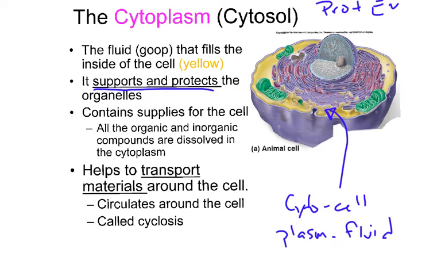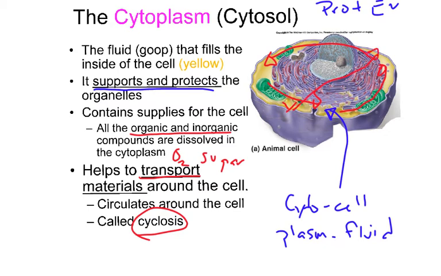So the organelles are floating around in the cytoplasm all the time. What that is doing is it's cushioning them, it's protecting them, and then the cytoplasm also is the transport medium in the cell, and so it contains all the organic and inorganic compounds for the cell, things like oxygen, but also things like sugar and amino acids, all right? And it then transports those materials through the cell. It does that through a process called cyclosis, which is when the cytoplasm is actually pushed by the cytoskeleton and circulated through the cell, such that any materials that are on one side can be accessed or transported and are available at the other side of the cell.